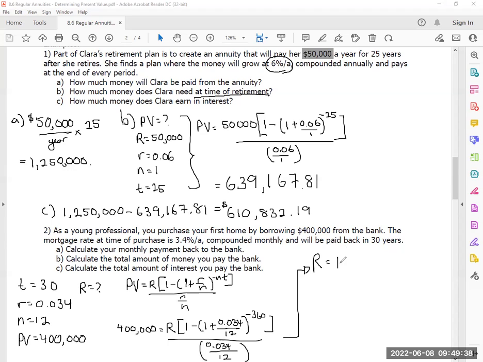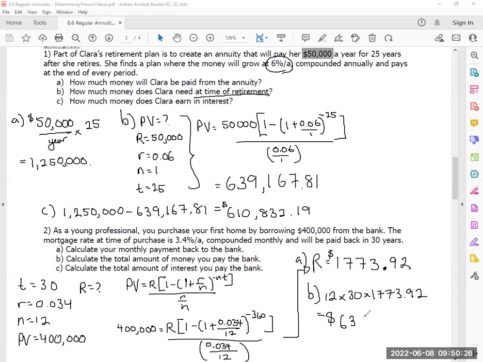The recurring payment every month is $1,773.92. And this is the scary part. Ready? If this is how much money you are paying back every month, how many months are there in a year? 12. How many years am I doing this? 30. And this is how much money I'm paying back every month. I'm gonna multiply 1773.92 times 12 times 30.